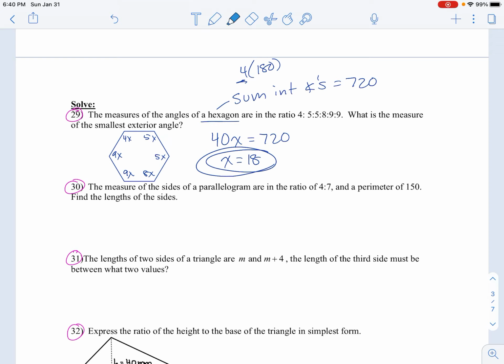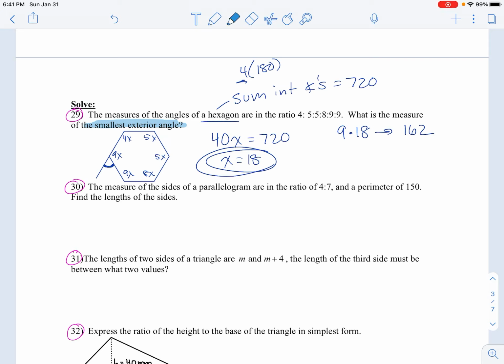But they asked me here for the smallest exterior angle. So what I'm thinking about inside is extending one of my sides out like this, and then my exterior angle being this angle right in here. If I want the smallest exterior angle, that's going to be matched with the biggest interior angle. The largest interior angle is the 9 times my multiplier. So that's going to give me 162.